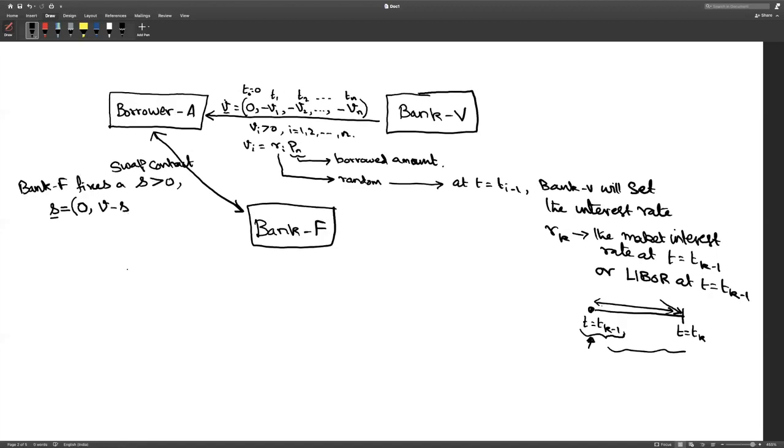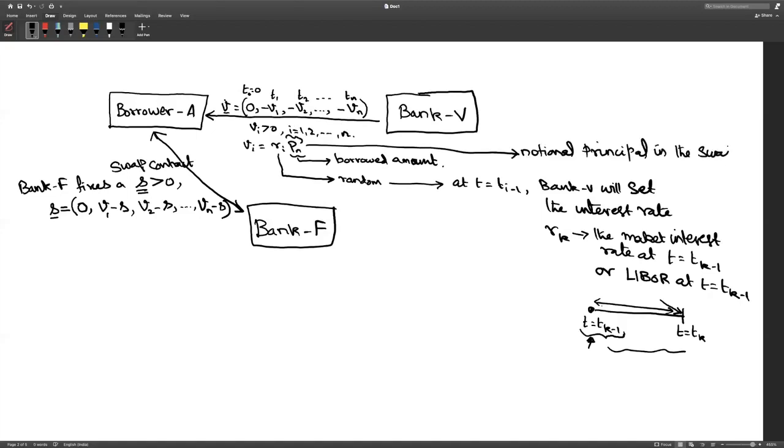Okay, Bank F will fix a value S, and it will give the cash flow to the borrower A like this. At time T1, it is V1 minus S. At time T2, it is V2 minus S, and so on till time Tn, Vn minus S, where this S is calculated as a fixed interest rate on the notional principal. What is the notional principal here? It is Pn, the notional principal in the swap.